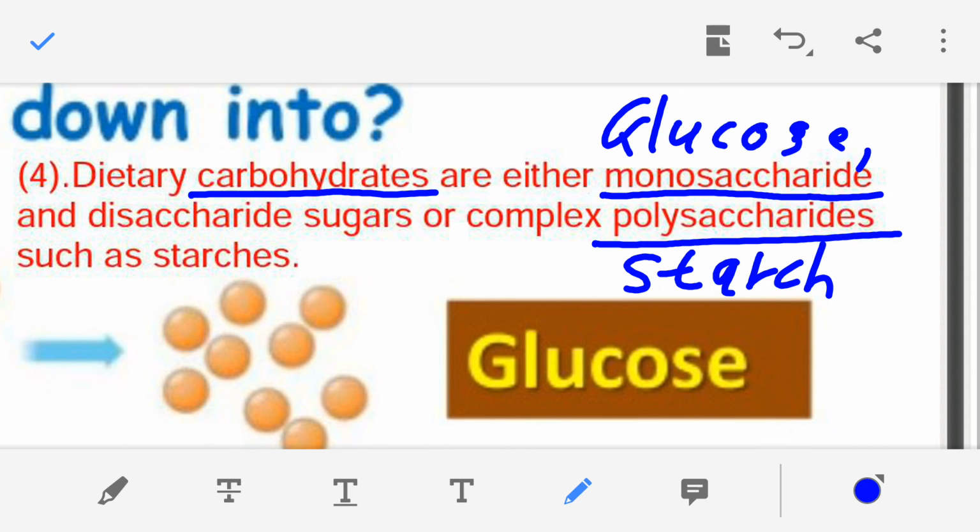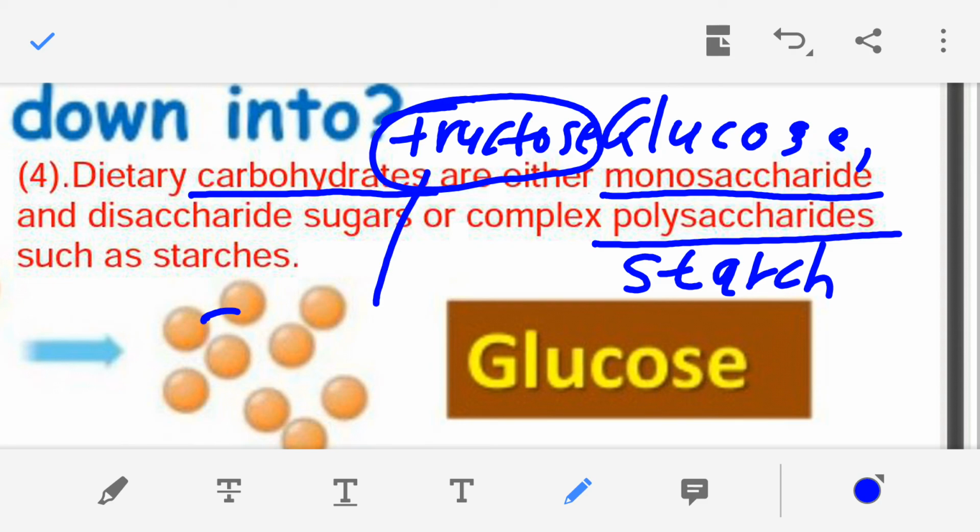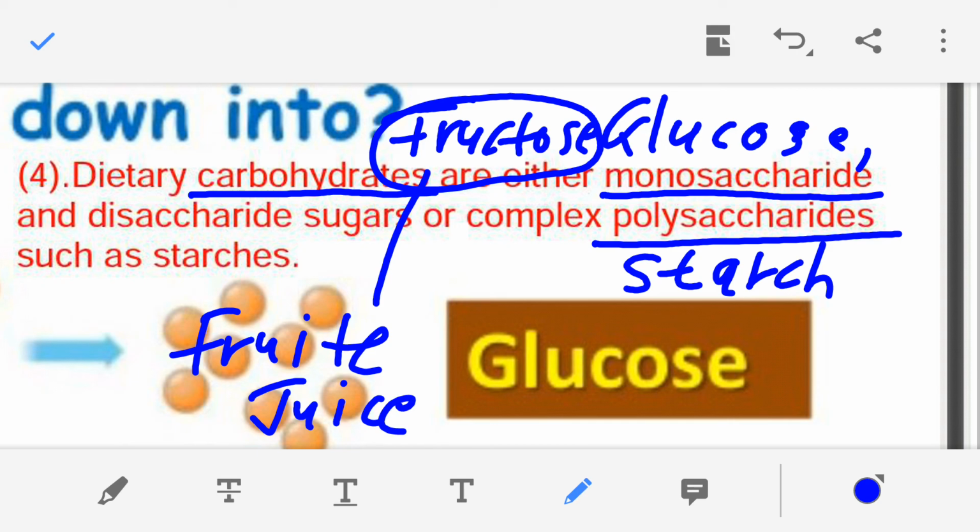Then fructose is also a monosaccharide. This fructose is present in fruit juices. Starch is present in cooked rice, then potato, then wheat bread. So all this food contains starch.